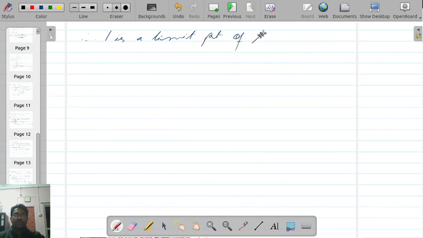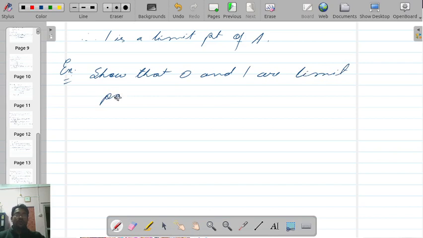Point of capital A. Okay, so that is the idea. Say, show that 0 and 1 are limit points of, say, the open interval 0 1. Okay, so all of you know what an open interval is.